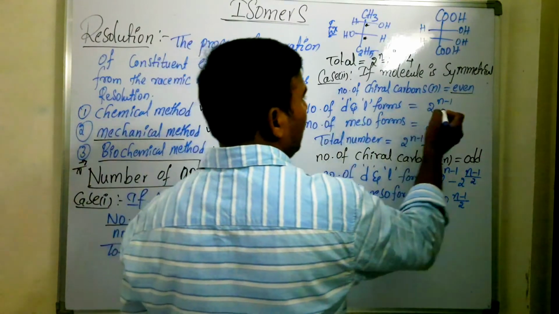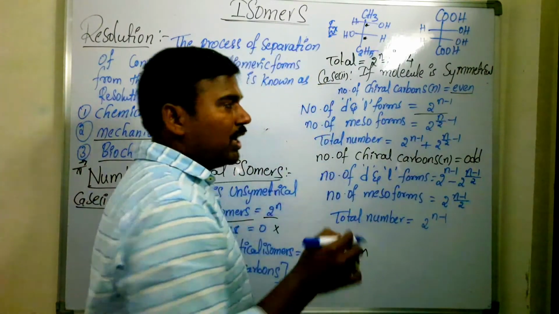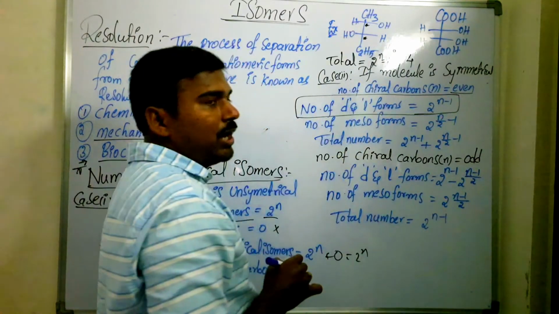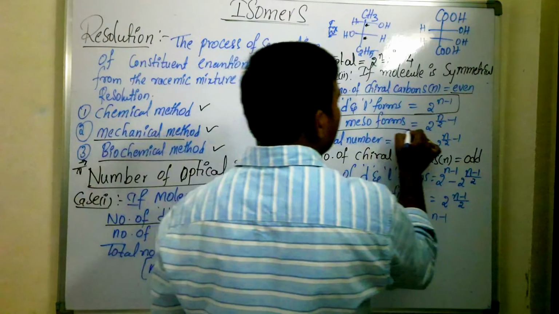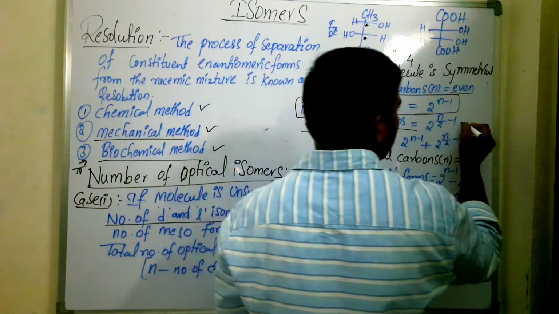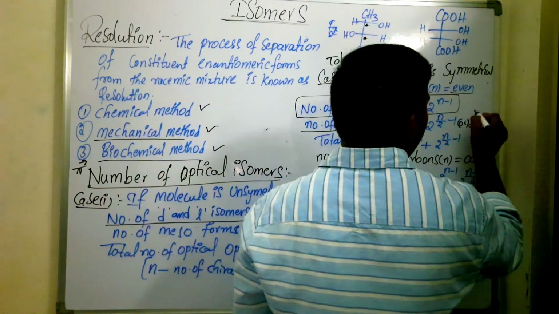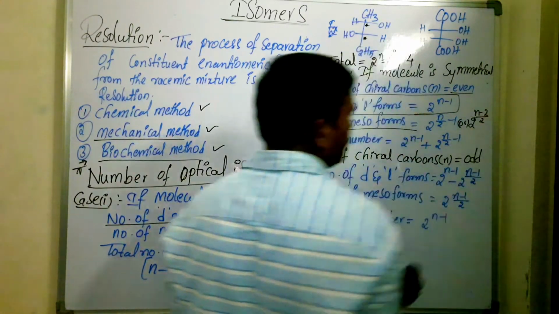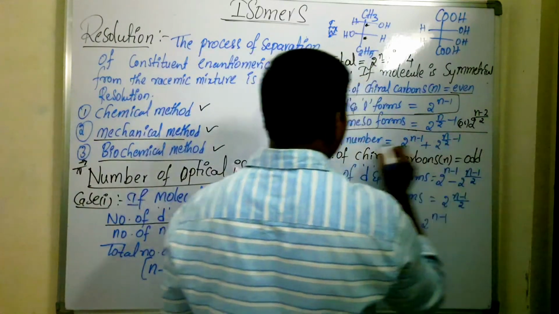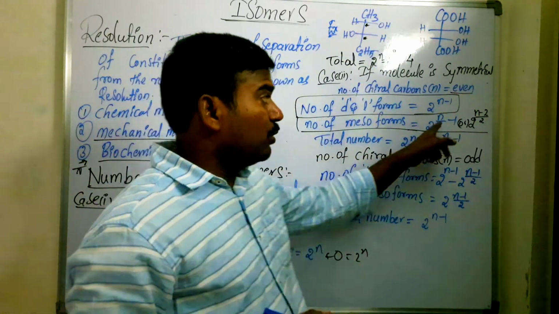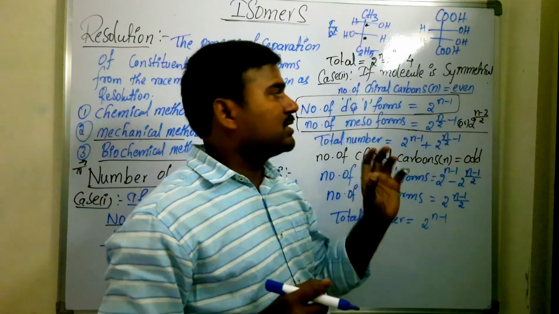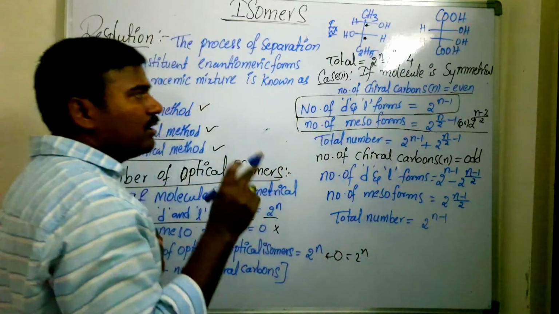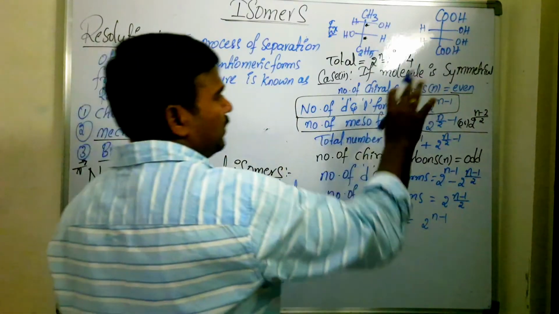Then the number of D and L isomers will be 2 power n minus 1. The number of meso isomers will be 2 power n by 2 minus 1. It can also be written as 2 power n minus 2 by 2. In some books they are written like that, so don't confuse. 2 power n by 2 minus 1, or else 2 power n minus 2 by 2, is the formula when the number of chiral carbons is even.